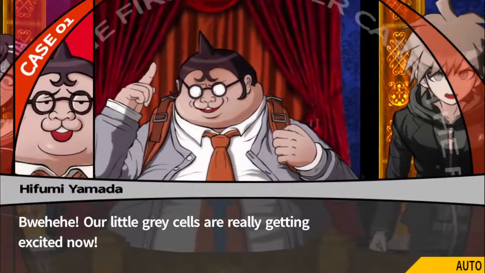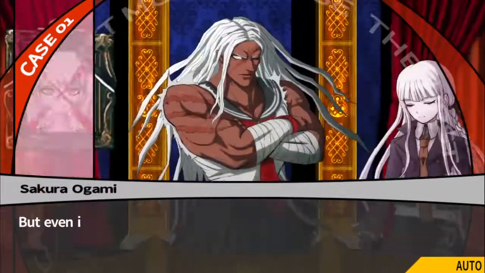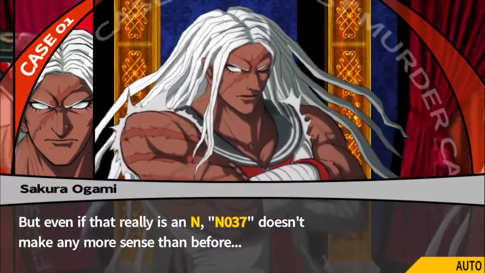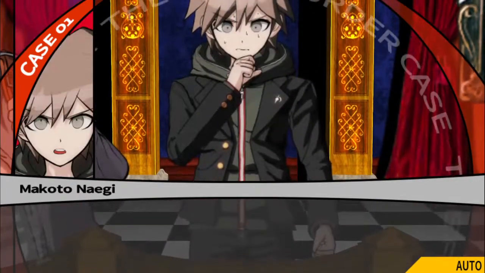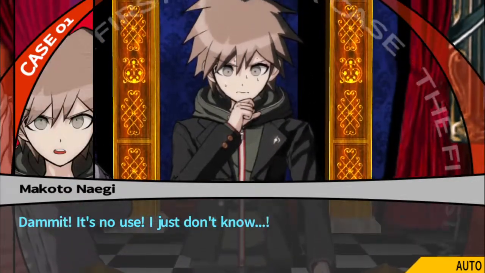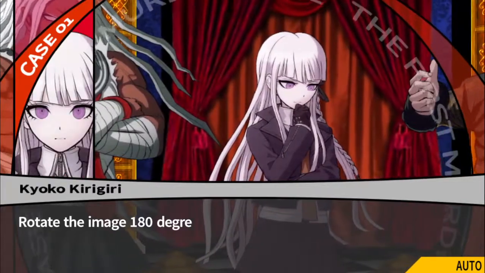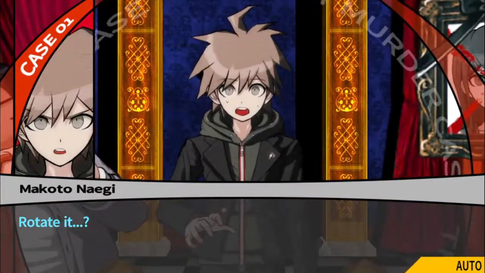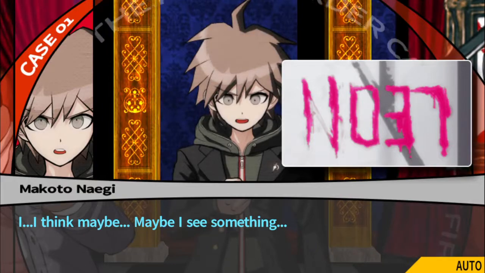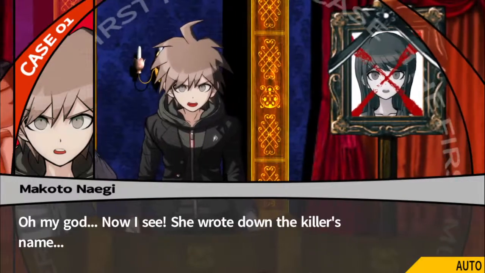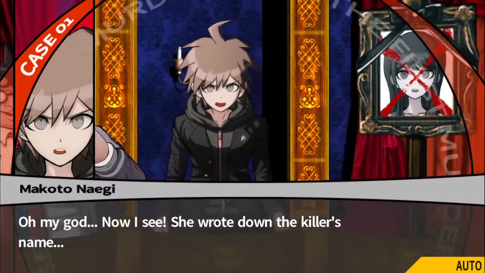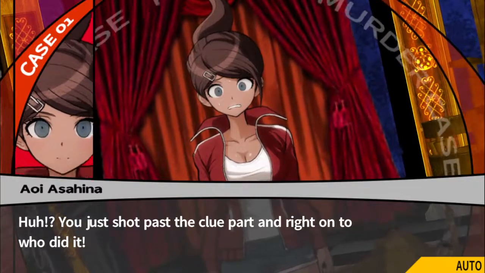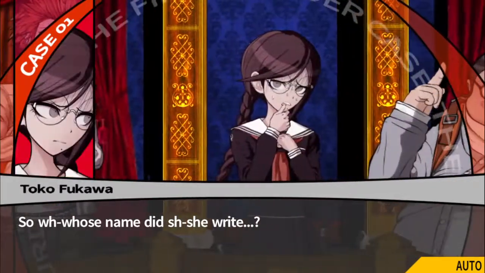Our little gray cells are really getting excited now. But even if that really is an N, N037 doesn't make any more sense than before. Rotate the image 180 degrees. Oh my god. Now I see. She wrote down the killer's name. You just shot past the clue part and right onto who did it. So, whose name did she write?